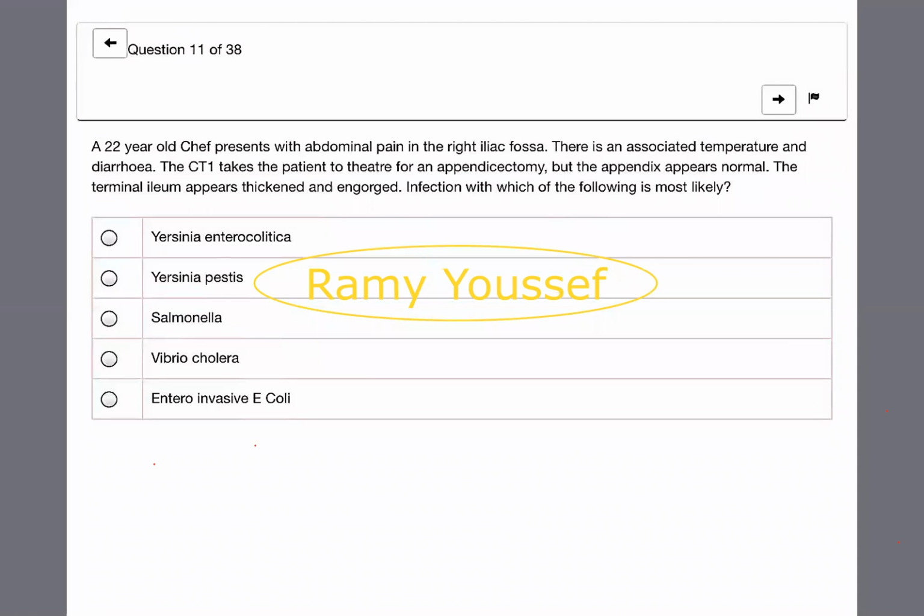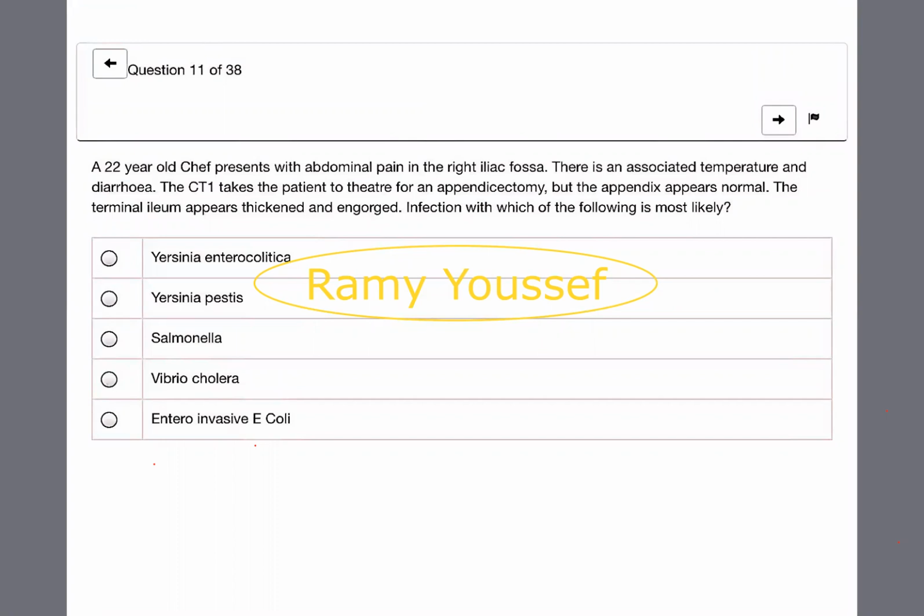Okay, next question, Dr. Ido. A 22-year-old chef presents with abdominal pain in the right iliac fossa. There is an associated temperature and diarrhea. The surgeon takes the patient to theater for an appendectomy, but the appendix appears normal. The terminal ileum appears thickened and engorged. Infection with which of the following is most likely?